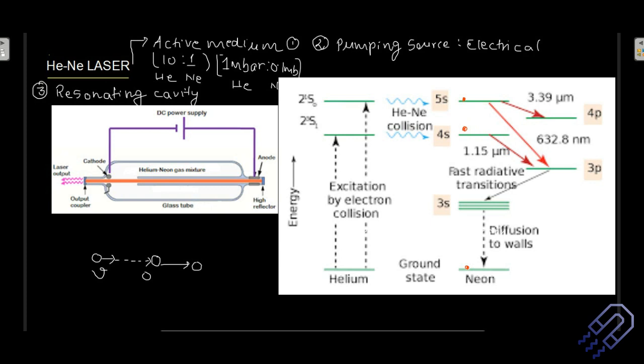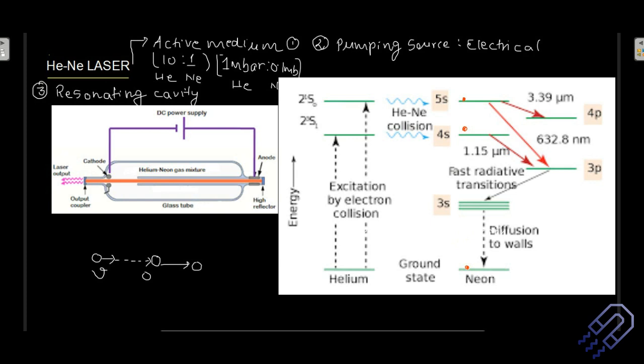So what happens is, if the helium atom is excited, it will have that much energy, and when it hits the neon atom, it is going to transfer this much amount of energy to the neon atom, and this much energy is okay for exciting an atom from this energy level to this energy level, because the energy levels of helium and neon are matching. That is the main reason why we cannot mix any other gas with helium to get a laser action. The energy levels should be more or less comparable.